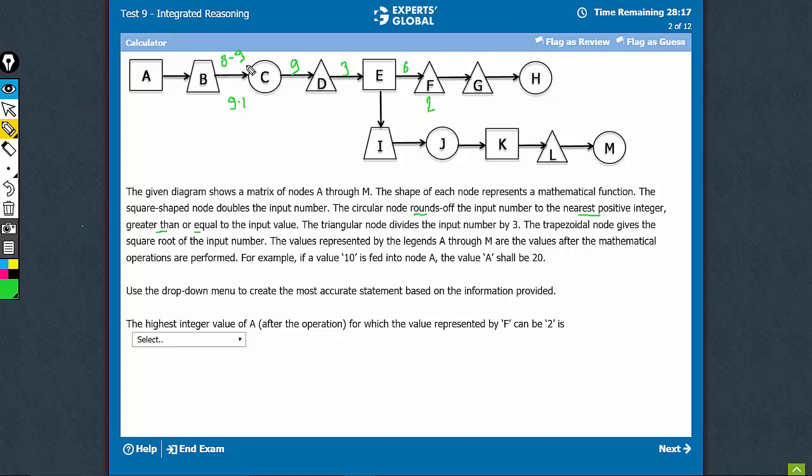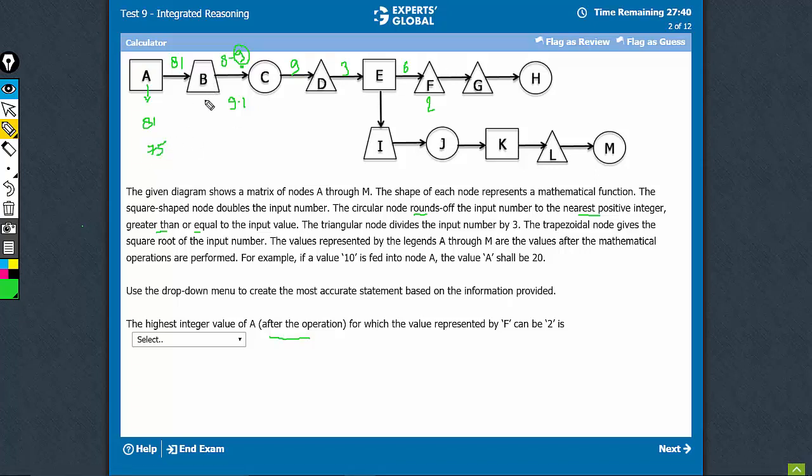We need the highest value, so let's assume the highest input value here, which is 9 itself. So 9 is the value that B gave to C, so the value that B must have received would be the square of 9, 81. And therefore the value of A after the operation, remember it's always after the operation, not the input value, this value is 81 here.